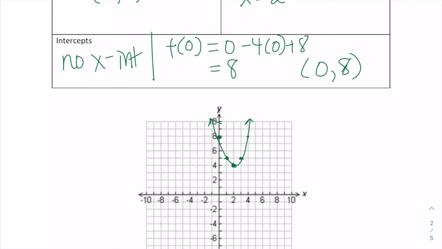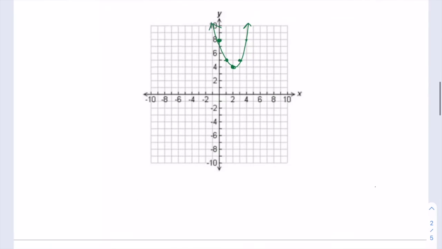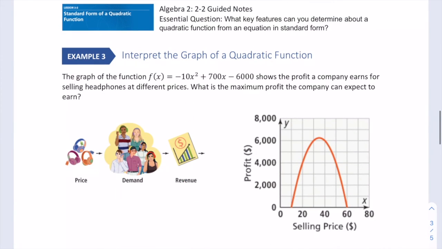For our next example, we're going to analyze and interpret this graph. So this graph shows us a function of how much profit a company earns selling headphones at different prices. We want to find the maximum profit the company can expect. Well, you can see on the graph that the vertex is somewhere around here, right? So here's 30 and then 40. So it's somewhere in between 30 and 40. So we have to find that vertex.